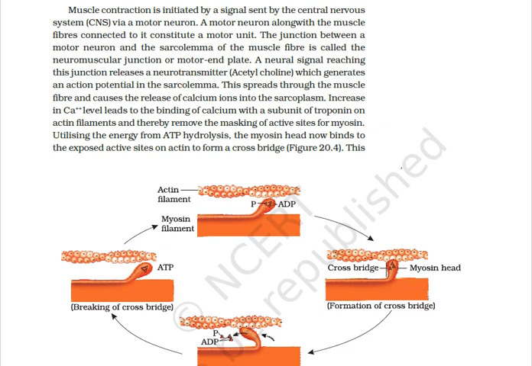We know that the actin filament, that is F-actin, bears certain active sites. When the muscle is relaxed, the active sites remain covered with the tropomyosin and troponin complex. Due to this, myosin cannot interact with active sites of actin, and therefore contraction cannot occur. I repeat, when the muscle is relaxed, the active sites remain covered with tropomyosin and troponin complex. Therefore, contraction cannot occur.